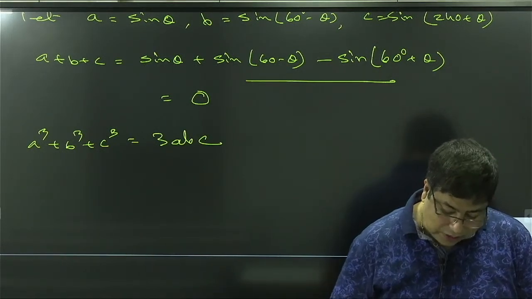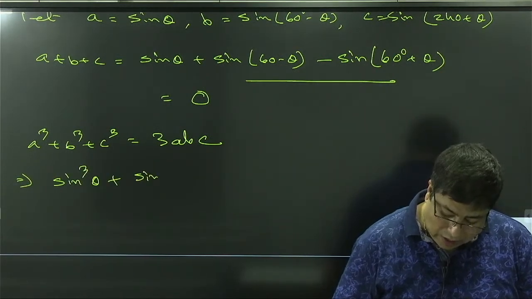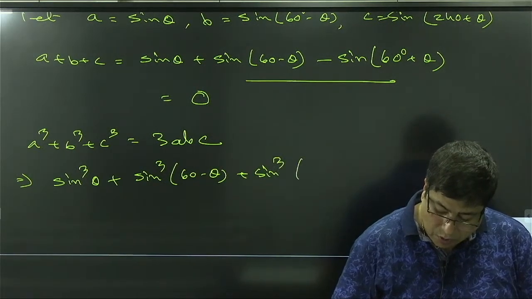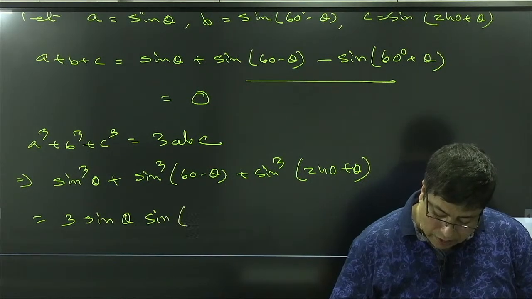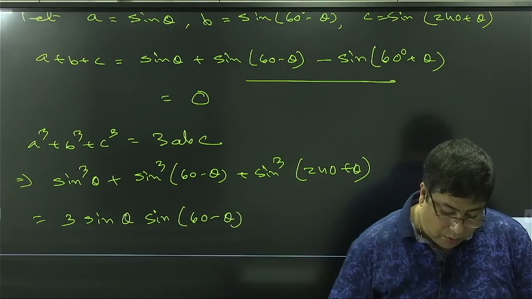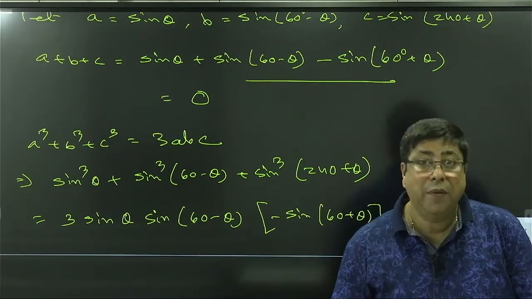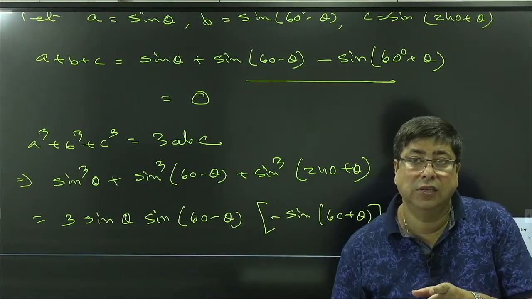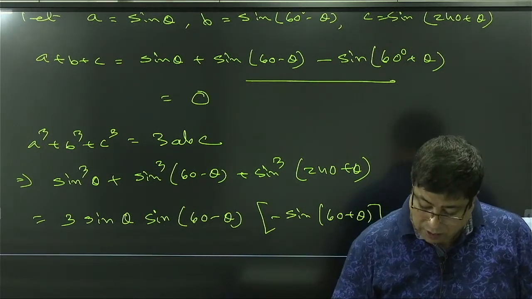Okay, so we can write a cube means sin cube theta plus sin cube 60 minus theta plus sin cube 240 plus theta equal to 3abc, that is 3 sin theta sin 60 minus theta into minus sin 60 plus theta. And from the previous formula that is 3 by 4 sin 3 theta, sin theta sin 60 minus theta sin 60 plus theta, which we have done just some time before.